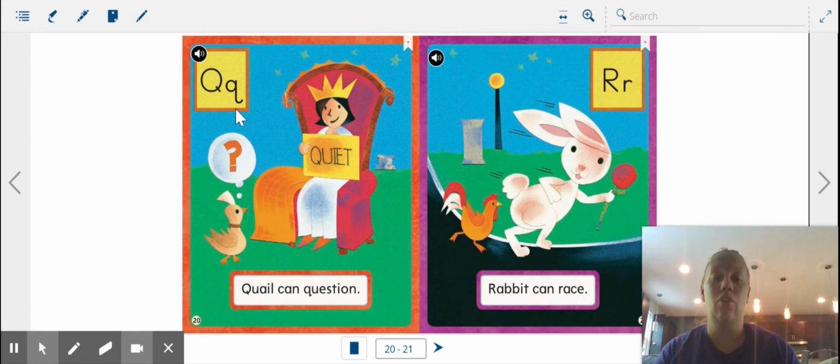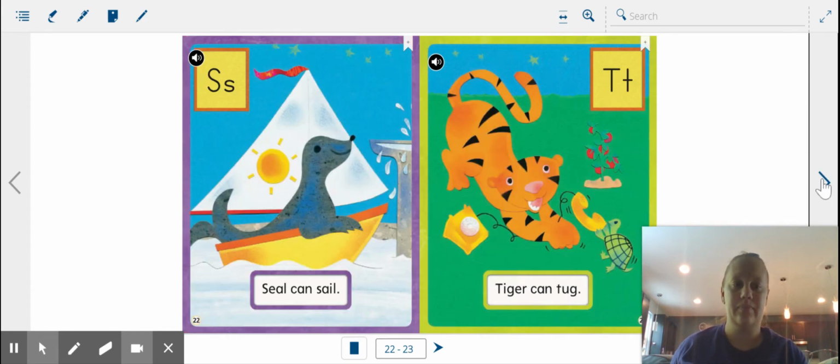Q says quail. Remember, that's our quail. Quail can question, and he's asking the queen a question. R says ruh, like a little puppy barking, ruh. Rabbit can race. It's a fast rabbit. S says seal can sail.